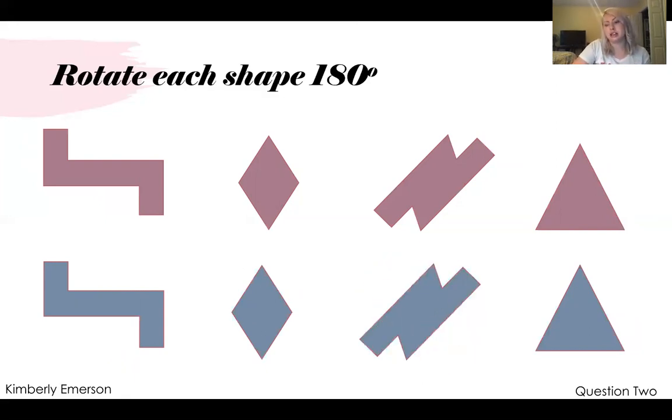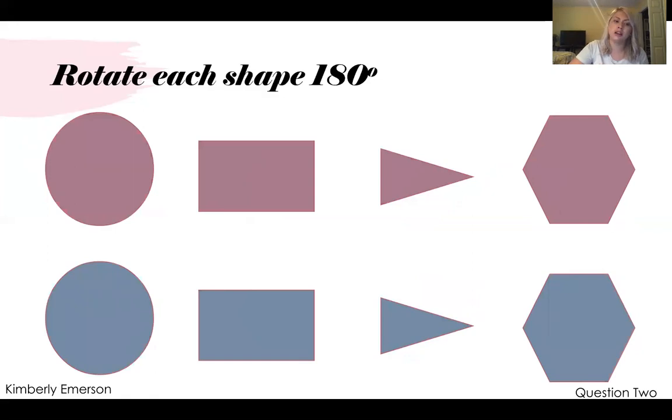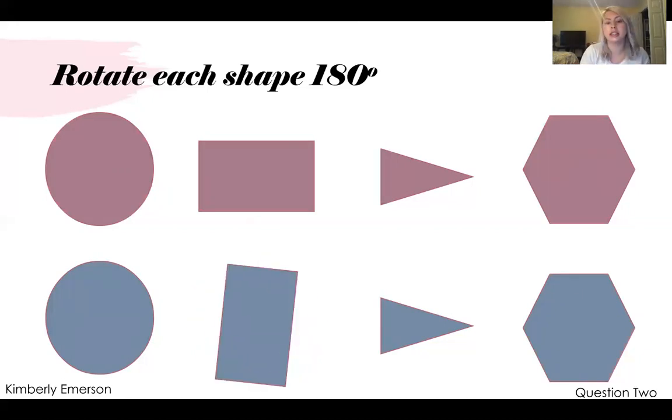This image as well does look exactly the same. And this image does not. The triangle does not, because it would almost be like a reflection symmetry axis. Rotating it 180 degrees makes that image a little different. So let's look at some more examples. Of course, our circle is going to look the same no matter what. And of course, our rectangle will as well.